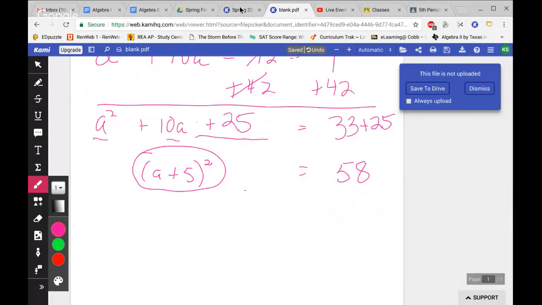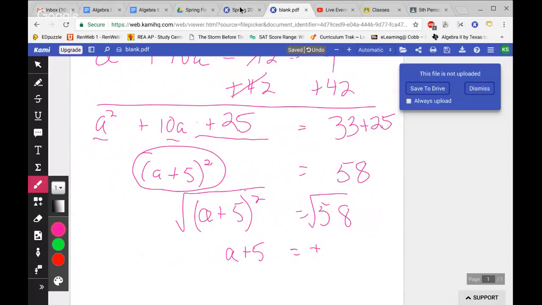Okay, so the very next step, to get a all by itself, I have to take the square root of both sides. I actually created a perfect square in order to get a square root. So now I've got a plus 5, because the square root of anything squared is itself. So a plus 5, and then I've got the square root, and once again, this is going to be plus or minus the square root of 58.